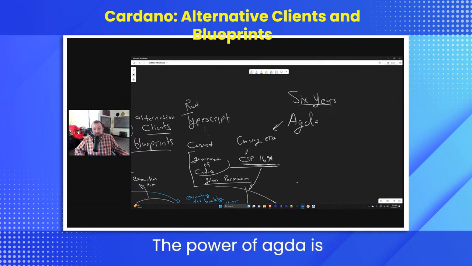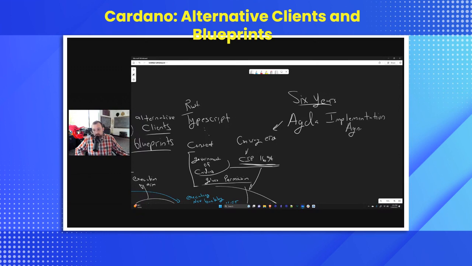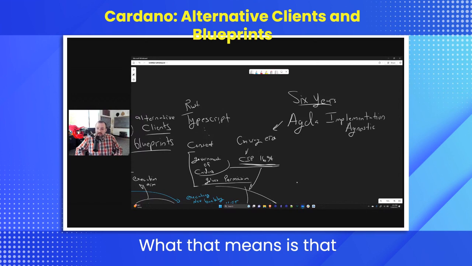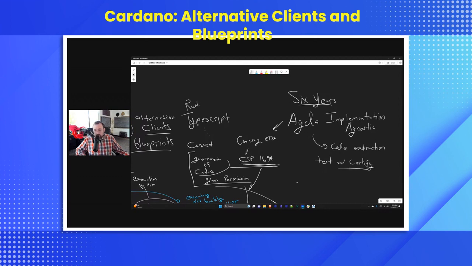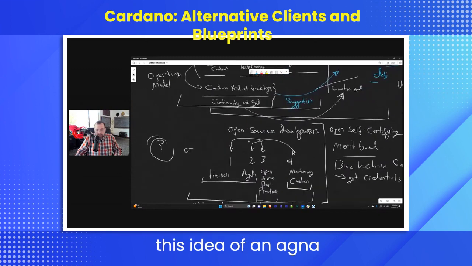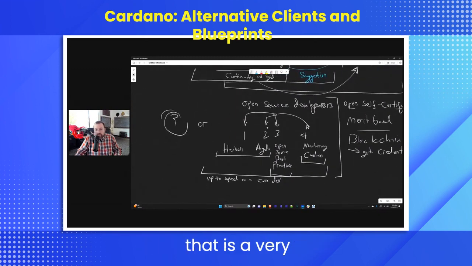The power of Agda is that it's implementation agnostic. What that means is that you have blueprints that you can do code extraction from, and you can use that to test and certify. And that's why there's this idea of an Agda class, because how to do that is a very specialized skill. It doesn't necessarily require a huge amount of time, and it doesn't necessarily require a PhD, but you just kind of have to learn it.